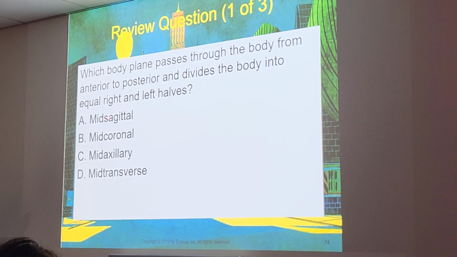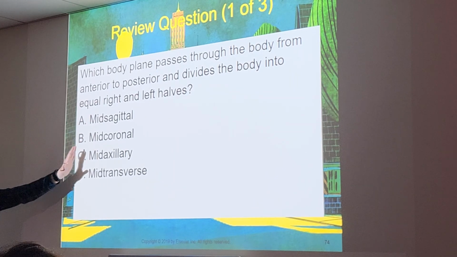For mid-coronal, it'll say equal anterior and posterior halves. This is an example of what the registry does to trip you up, which is why we're practicing this. It passes anterior to posterior, but it cuts us into right and left halves. The coronal slices pass laterally. Keyword, it passes laterally, dividing the front and back halves. Or it says passes left and right. That's why, guys, please read your whole question.